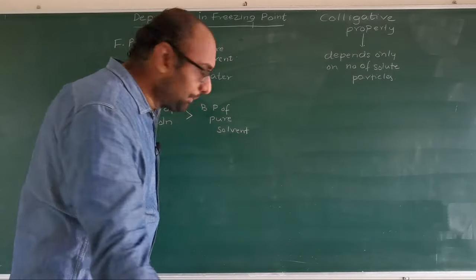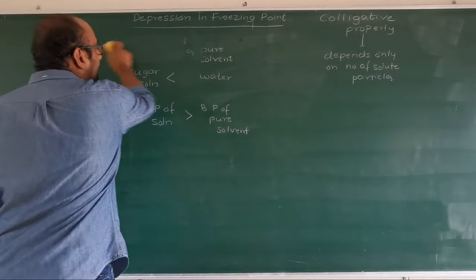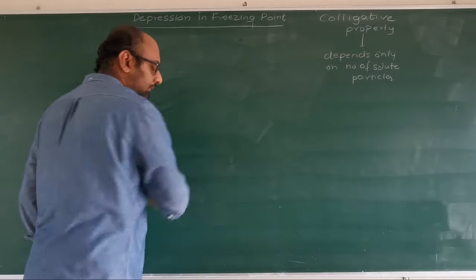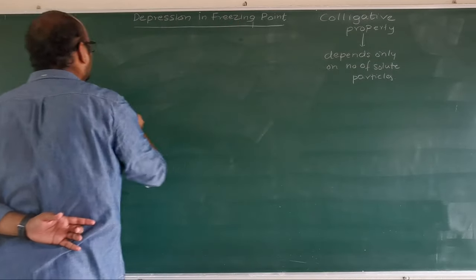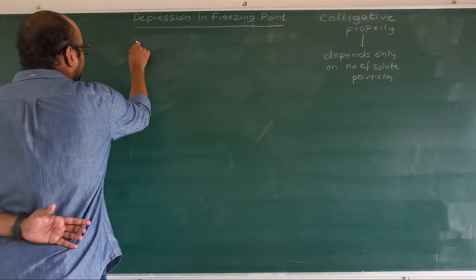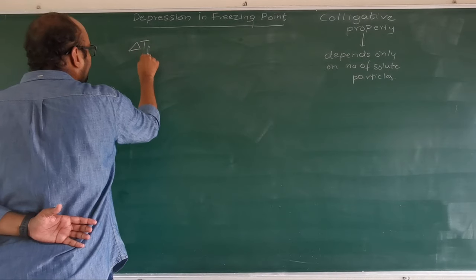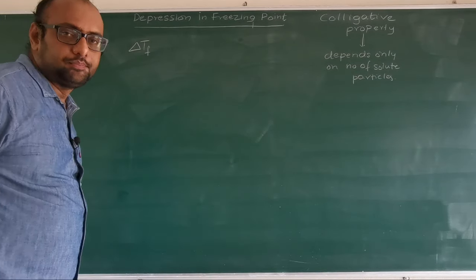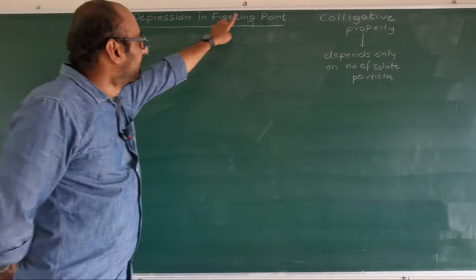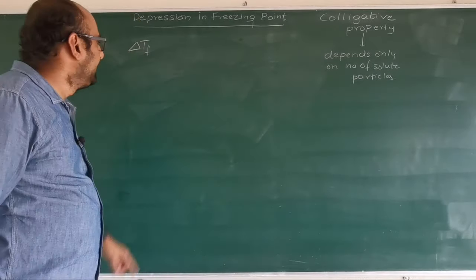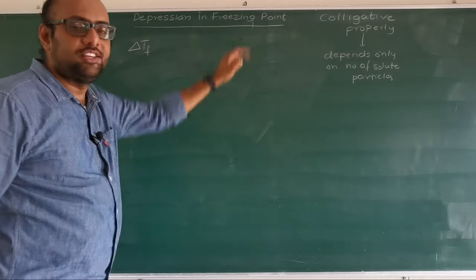Now, mathematical expressions for this colligative property. Depression in freezing point, this colligative property, is given by delta Tf, the change in freezing point. F stands for freezing point. So, delta Tf is called depression in freezing point.